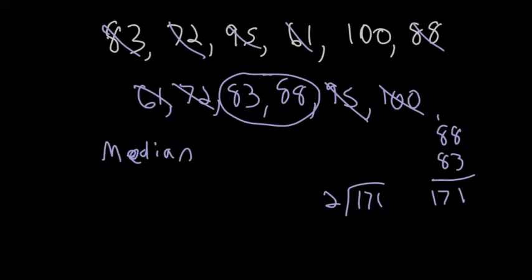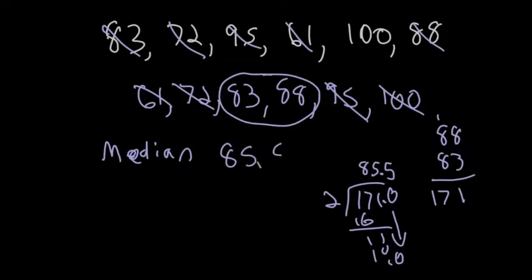So 2 goes into 17 8 times, which is 16. Subtract, bring down the 1, I get 11. 2 goes into 11 5 times, with 1 left over. Add a decimal and a 0, bring it down. 2 goes into 10 5 times. So my median is 85 and 5/10.